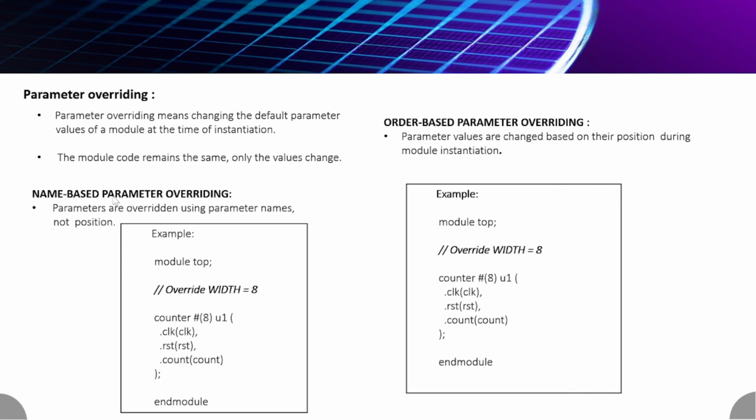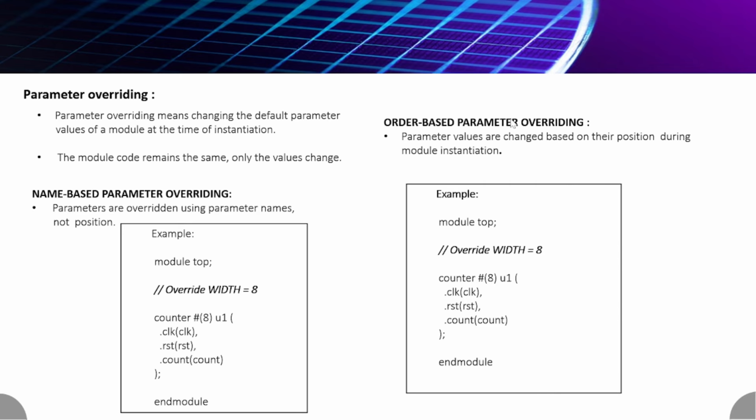The first method is name-based parameter overriding. In this method, parameters are overridden using their parameter names, not their position. This is the recommended and safest approach, especially in large designs. For example, we override the parameter WIDTH and set it to 8 while instantiating the counter module, even though the original module might be written with WIDTH equal to 4. Here the counter becomes an 8-bit counter without modifying the original module code.